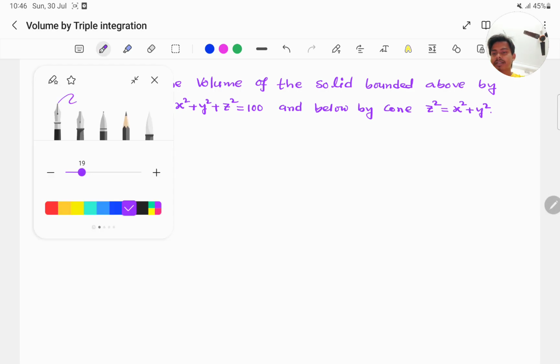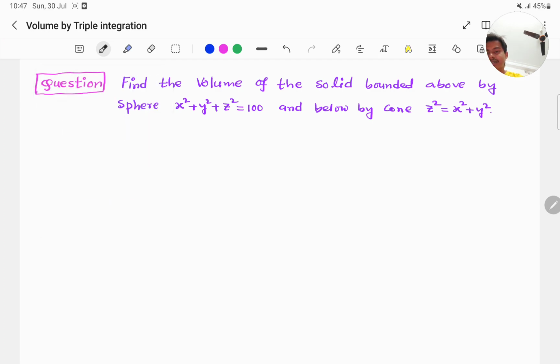So here is the solution. First we draw the solid in the xyz space. Let me consider first the x-axis, y-axis and z-axis. For convenience we are taking it like that. This is our x-axis, this is the y-axis and this is the z-axis.